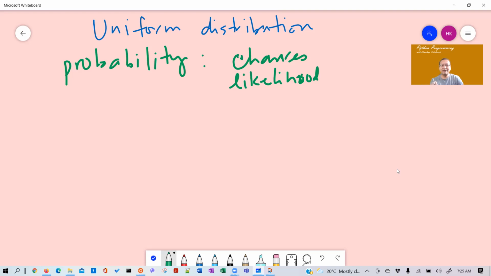So what is probability? Probability is basically chances, likelihood, but we quantify it. We're actually quantifying, I mean with numbers. What are the chances that it will rain today? Rain today at 12 o'clock. What are the chances of rain at 12 o'clock?